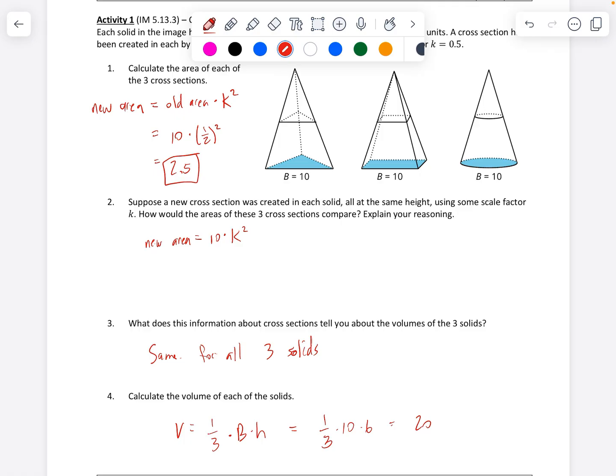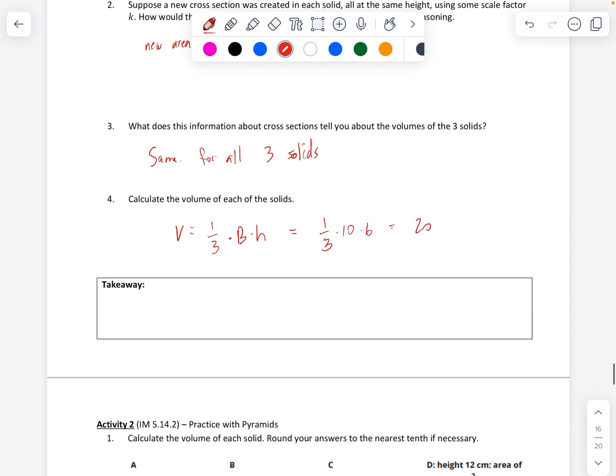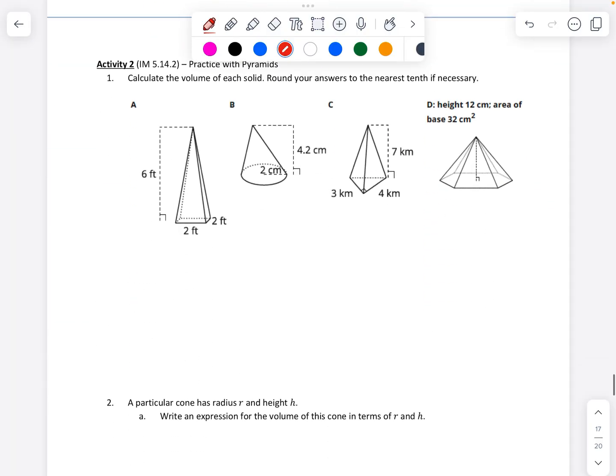All right, so that's basically it. You're just finding the volumes and applying the volume formula, which is 1/3 area of base times the height. Okay, you guys pause now and try activity number 2, especially that regular hexagon for part D. That's particularly difficult, so make sure you try that.